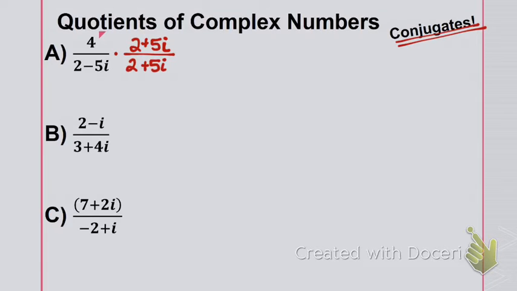Let's go ahead and pick up where we left off yesterday. We were just getting ready to talk about quotients of complex numbers, and we're going to need to multiply by the conjugate.